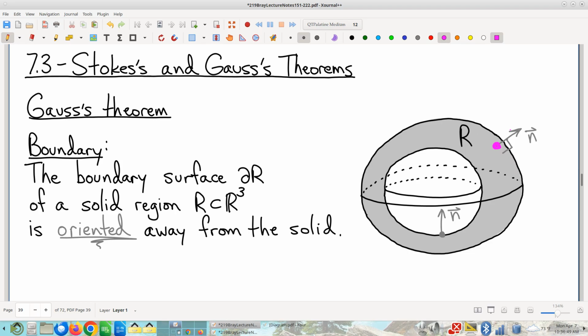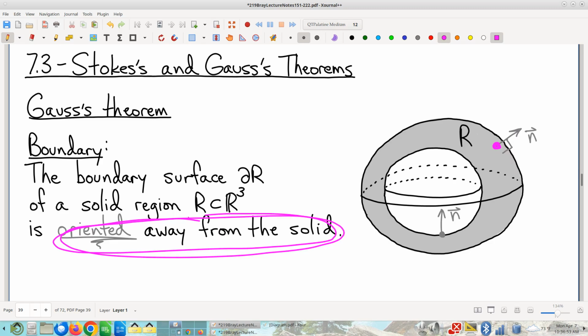The rule is that the orientation is always away from the solid, away from the side of the boundary where the solid is, and into the side of the boundary where the solid isn't. Right? So like so. Now it's tempting to call this outward. A lot of people will say outward. It's not really quite true.